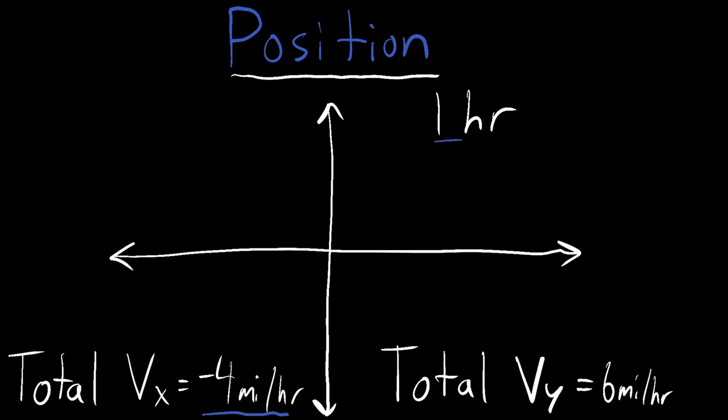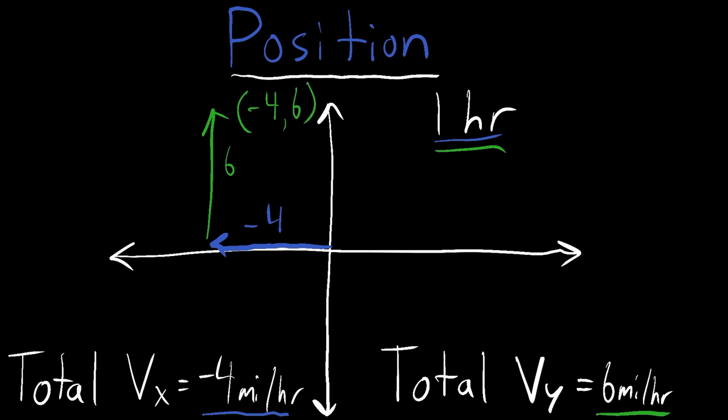Our x direction is negative 4 miles per hour. And notice we're plotting after 1 hour. So in our negative x direction, we're going to have negative 4. Then we're going to plot the y direction. And if in y you move 6 miles per hour, then after 1 hour, you're going to move 6 miles in the positive y direction.